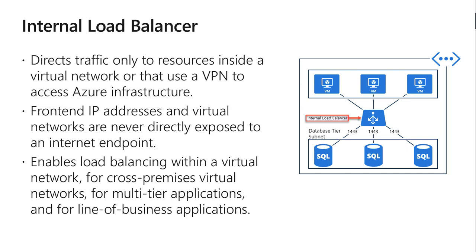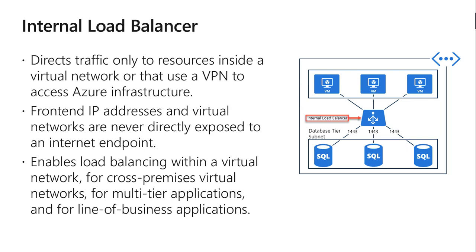So the internal load balancer enables these types of load balancing, four in total: within a virtual network, from a cross-premises virtual network, for multi-tier applications, and for line of business applications. So within a virtual network, that is load balancing from the VMs in the virtual network to a set of VMs that reside within the same virtual network. Then a cross-premises virtual network.